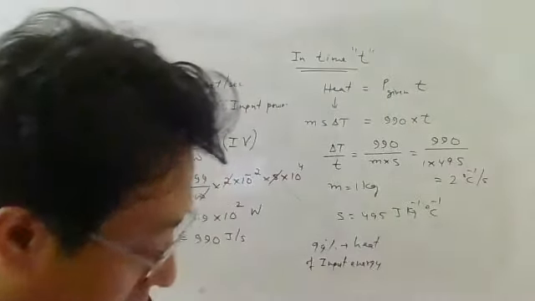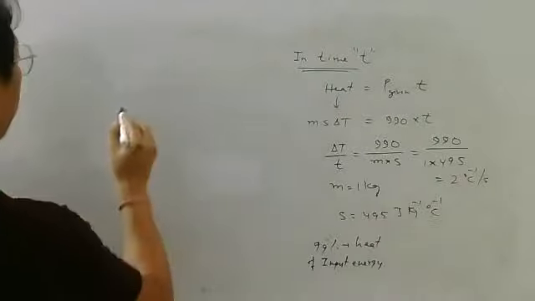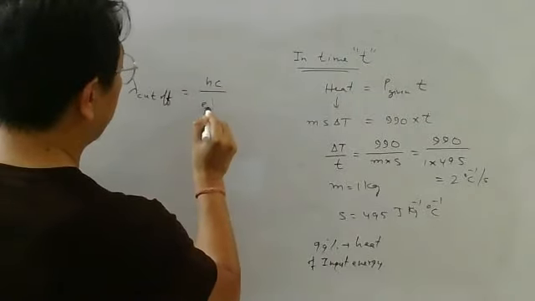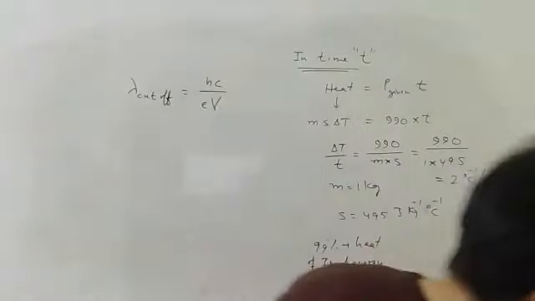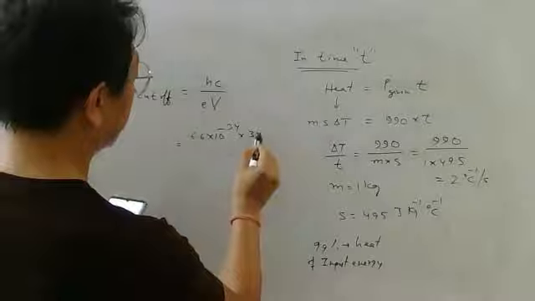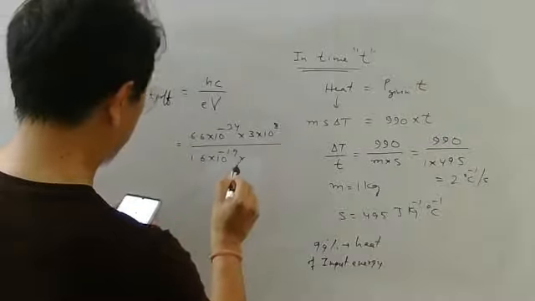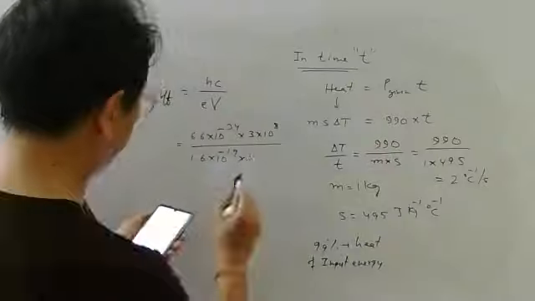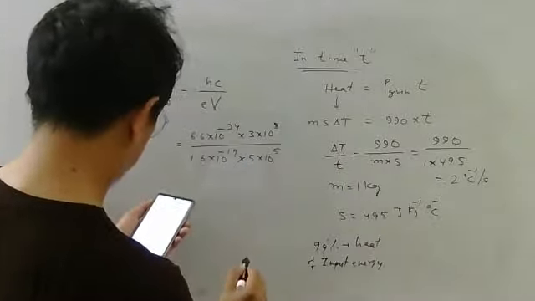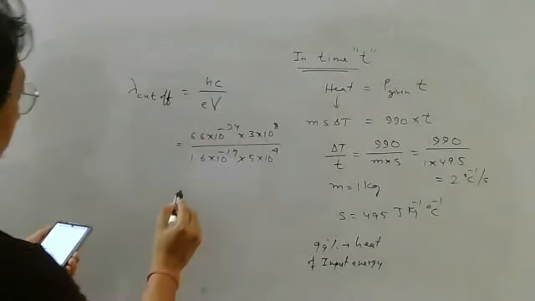Anything else they ask in the same question? What will be lambda minimum? What was the formula for cutoff wavelength? hc by eV. So put the values and get the answer. Let me not waste time. You can try once. Voltage was given how much? 50 kilovolt. So 5 into 10 power 4. So do this calculation and check what the answer is.